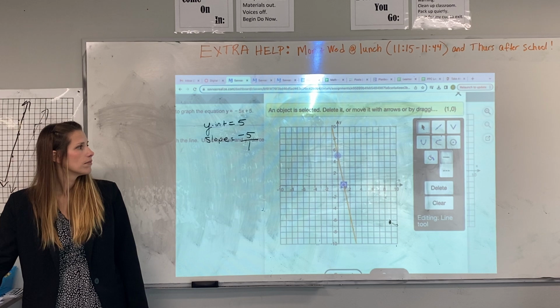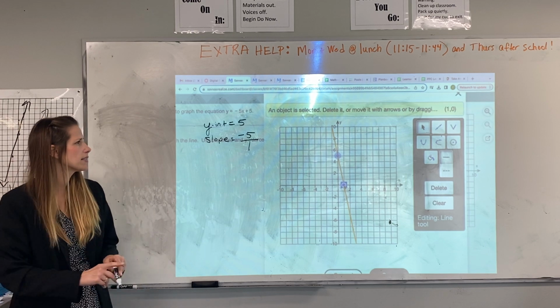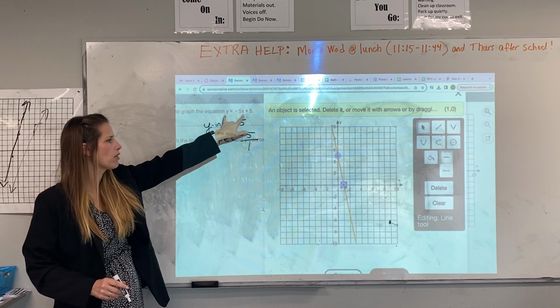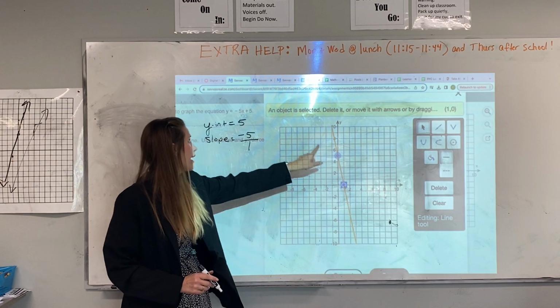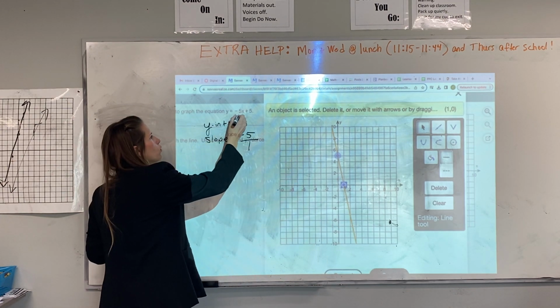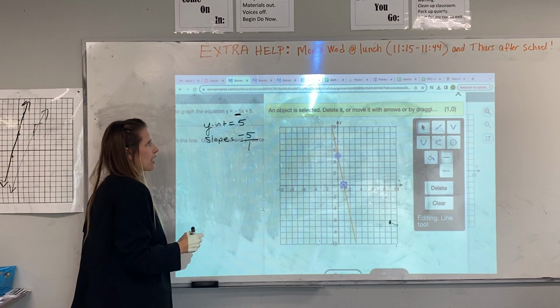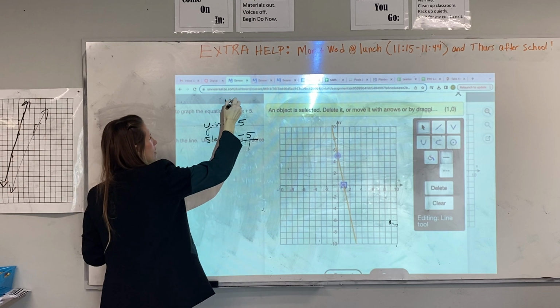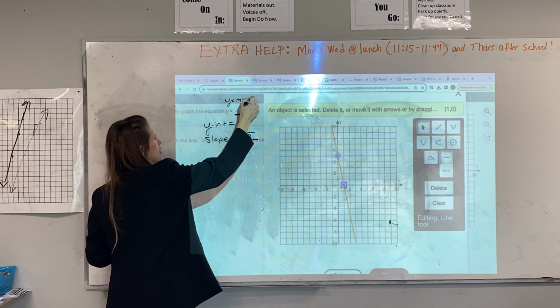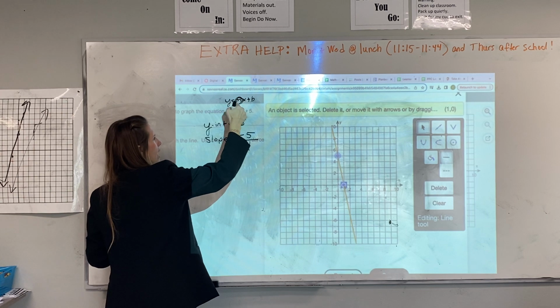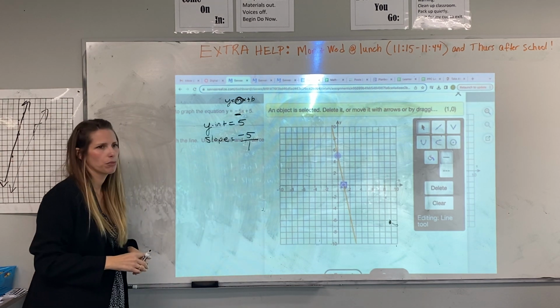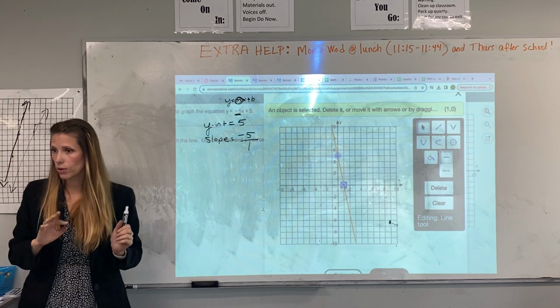Would that be on the bottom? X and Y represent any point on the line. Your slope is only your number next to x. Y equals mx plus b. It's only your m, your number, that's your slope. Okay? Did you totally get that?